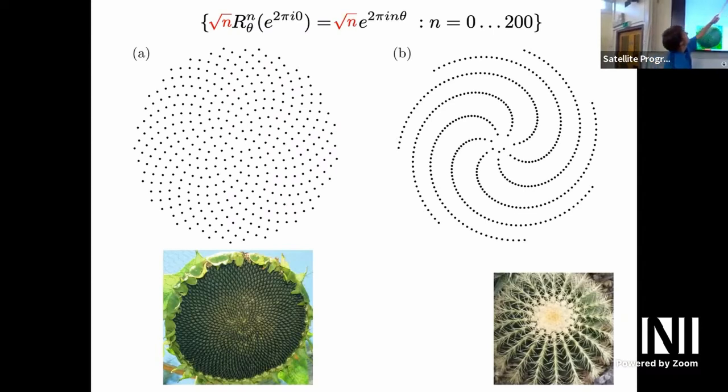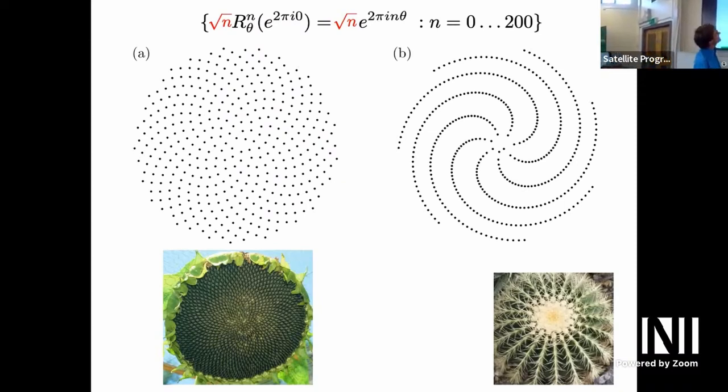starting at 0, going out to 200, the radius is going to be square root of n, and the angle is going to be, you fix a theta, and then you just go around, just like we said. If you pick theta to be that golden number, you get a nice arrangement of points. And so the underlying lattice, you could say, the phyllotaxis, say for a sunflower.